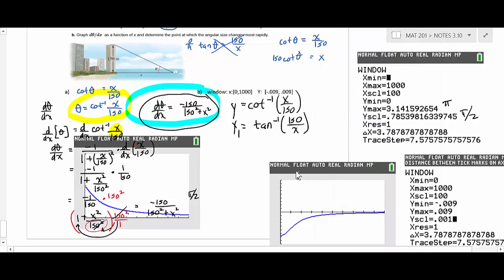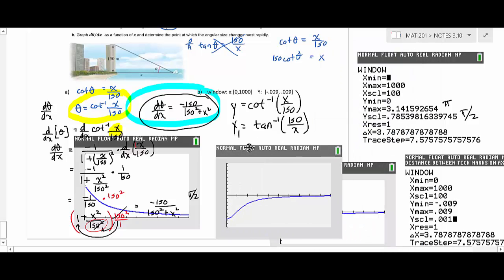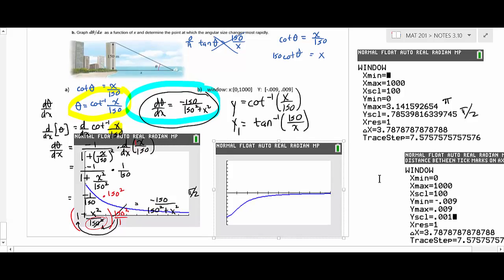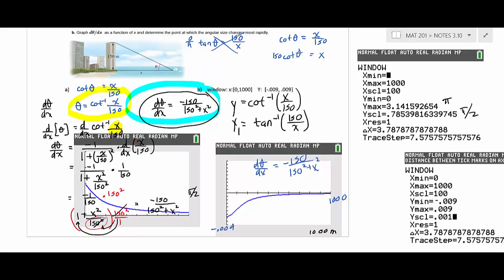One thing I would like you to do somewhere in your notes is a simple graph. Label that this is the graph of d theta over dx equals negative 150 over 150 squared plus x squared. That's 1,000. This is like negative 0.009, and that's all you really care about. Okay, so let's see if this makes any sense to us. And there's, I think, one other thing we're supposed to do on this problem.